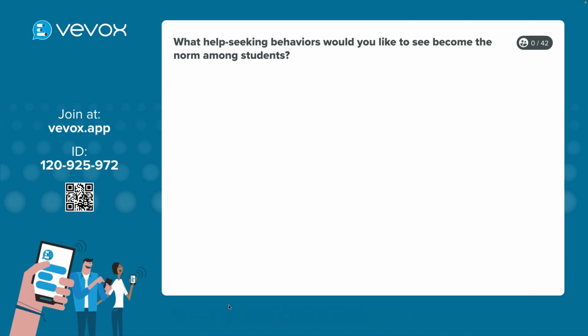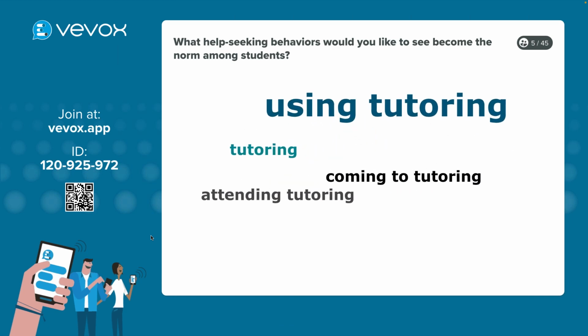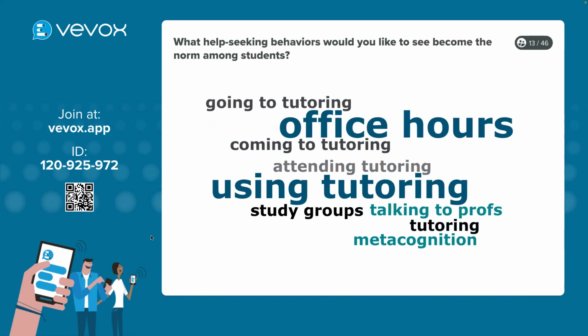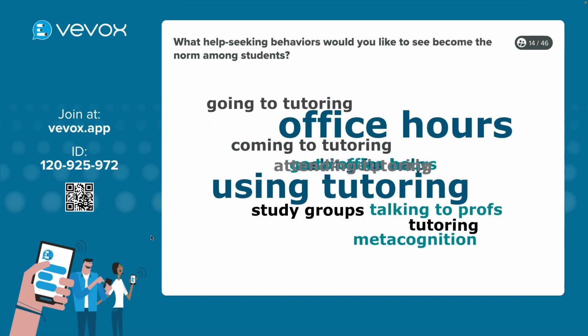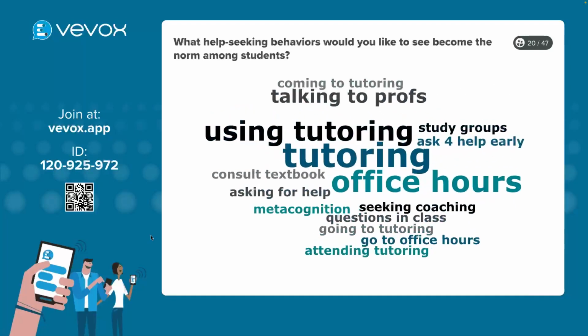So I want to turn you back to Vivox one last time for one more brainstorming. I'd love to hear from you. What help-seeking behaviors would you like to see become more normative among students? I'm sure going to the Learning Center is going to be a big one here, but what types of help-seeking behaviors do you think should be more normative among students? What do you want to see them do more?